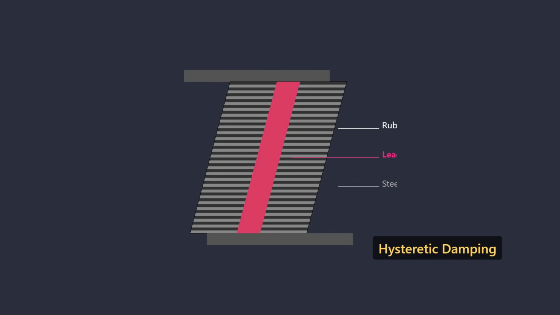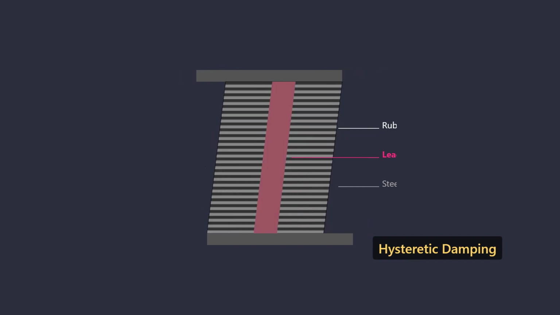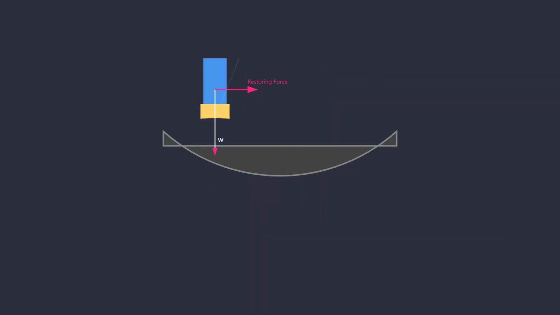This lead core is designed to yield at relatively low shear strain, providing hysteretic damping. During cyclic deformation, the yielding of the lead plug converts kinetic energy into thermal energy, simultaneously lengthening the structure's period and dissipating seismic input energy.